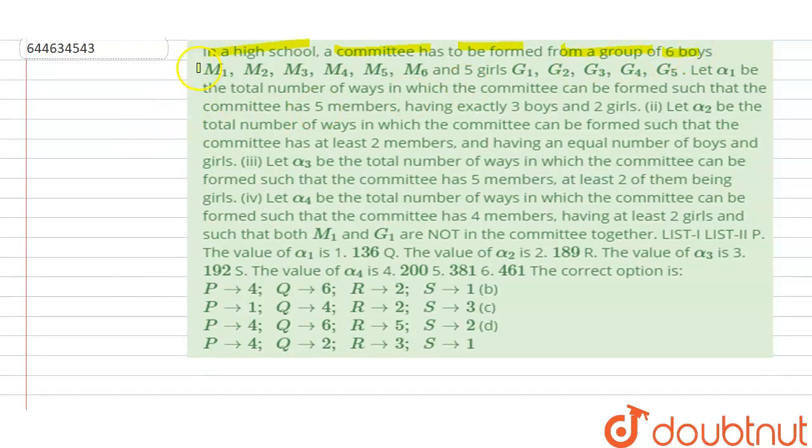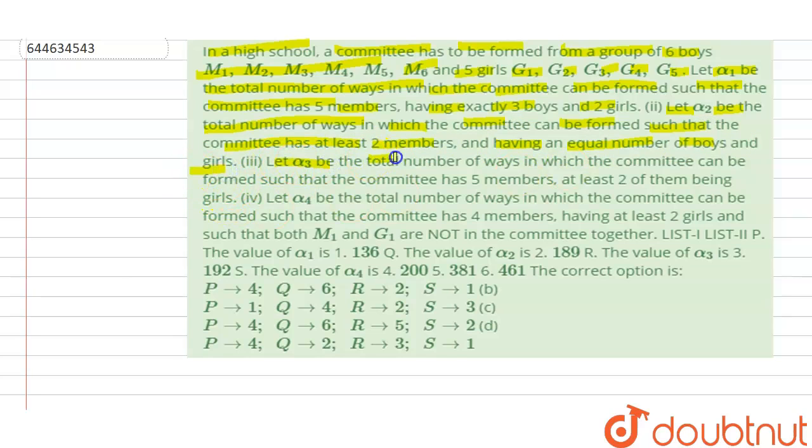Question is, in a high school, a committee has to be formed from a group of 6 boys, M1, M2, M3, M4, M5, M6, and 5 girls, G1, G2, G3, G4, G5. Let alpha 1 be the total number of ways in which the committee can be formed such that the committee has 5 members having exactly 3 boys and 2 girls. Let alpha 2 be the total number of ways in which the committee can be formed such that the committee has at least 2 members and having an equal number of boys and girls.